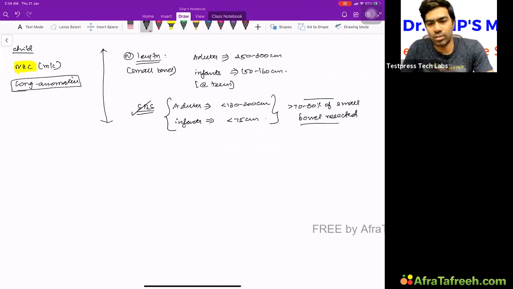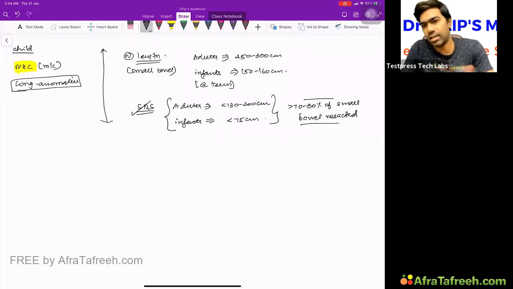In children, it is 150. Especially at term, infants will be 150 to 160 centimeter. If the resected length is more than 70 to 80% of the entire bowel length, or if the residual bowel length is less than 150 to 180 to 200 centimeter in adults, or less than 75 centimeter in infants, there is a lot of chance that the patient might go for short bowel syndrome. So that is what is going to happen.